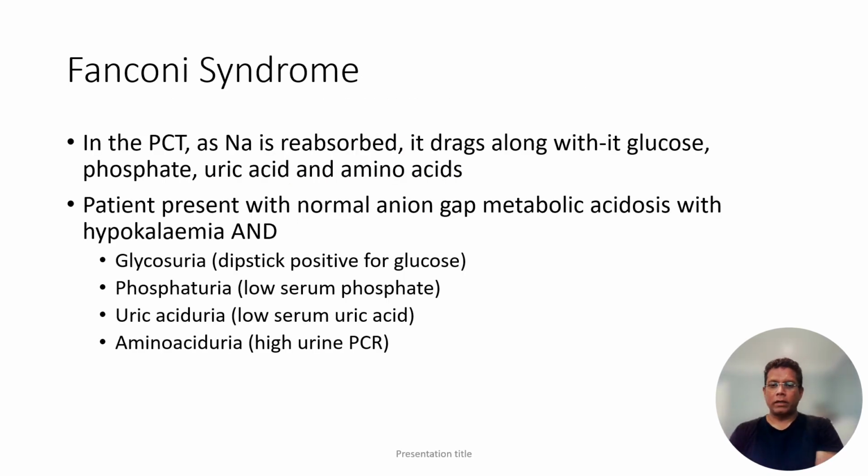So now we know that proximal RTA is an inability to reclaim bicarbonate. Bicarbonate goes in the urine, and therefore you're acidotic. And as bicarbonate goes out, sodium goes out too. And if it's severe, as sodium goes out, it drags with it a few of its friends, which are glucose, phosphate, amino acid, and uric acid. So if you have the full-blown Fanconi syndrome, you will have a normal anion gap metabolic acidosis with hypokalemia, and you will have low serum phosphate and low serum uric acid, because you're losing those in the urine, and the urine protein would be high.